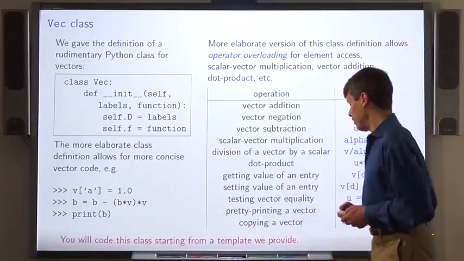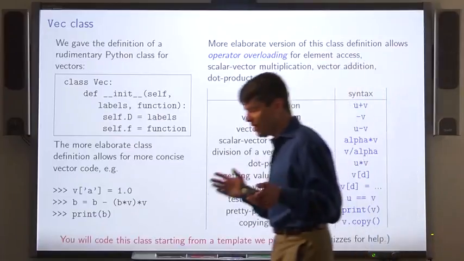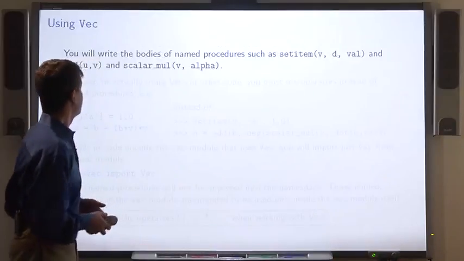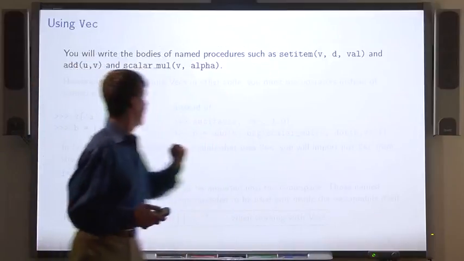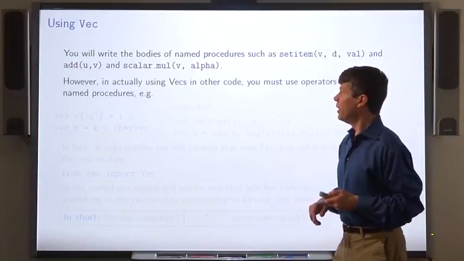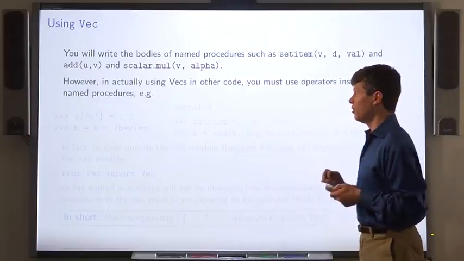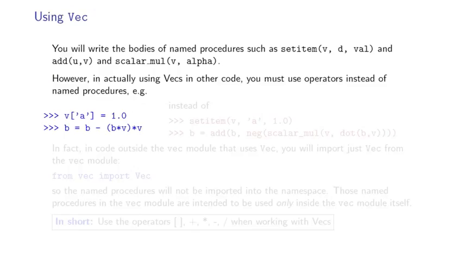You're going to code this class starting from a template that we provide. And the quizzes will help you know how to fill out the procedures. You're going to write the bodies of named procedures, such as setItem, getItem, add, and scalar multiple. Now, in actually using vecs, you're not going to use those named procedures. You're just going to use the operators. So, for example, this code instead of this messy code.